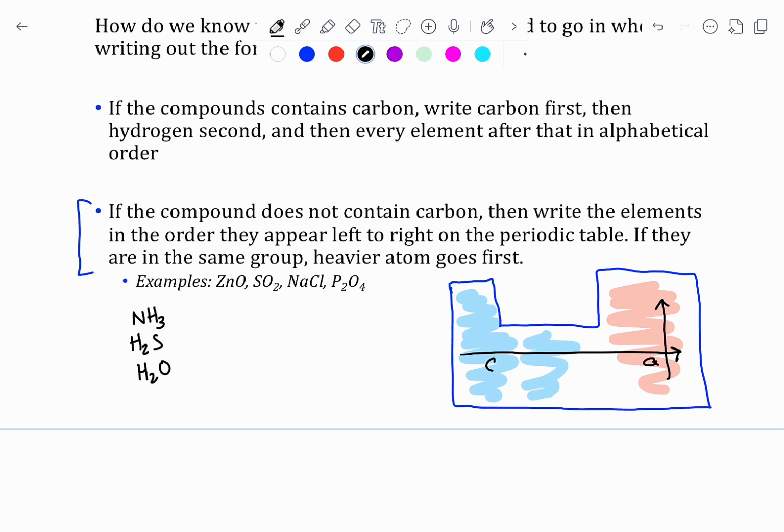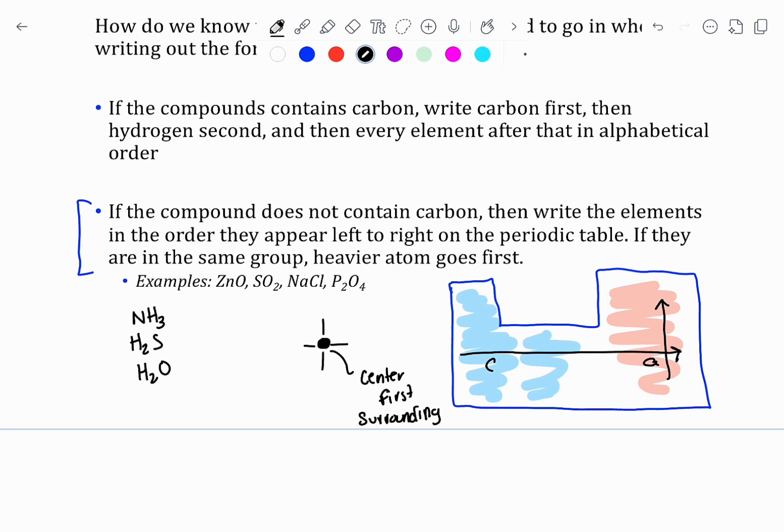We could also look at it as if we have a compound and there's an atom that's at the center and then there's atoms coming off of it. Okay, we write the atom in the center first and then we write the surrounding atoms second.